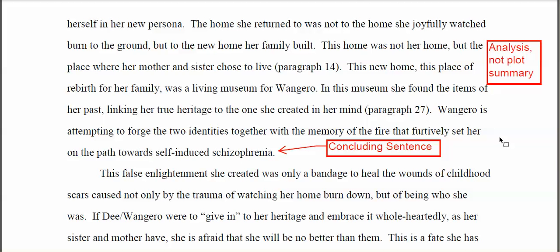Wanjero is attempting to forge the 2 identities together, with the memory of the fire that furtively set her on the path towards self-induced schizophrenia. That's not bad.